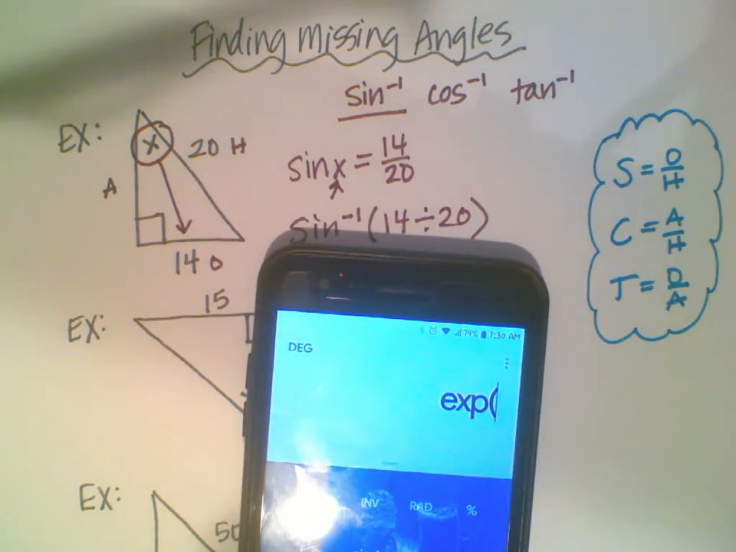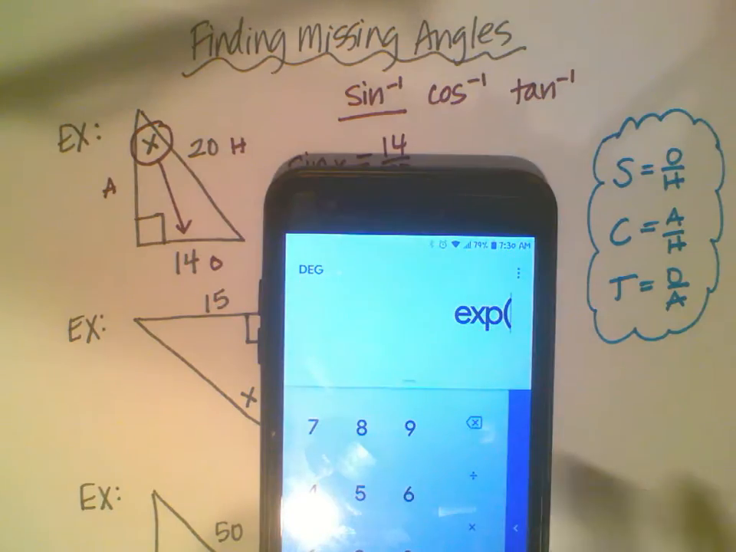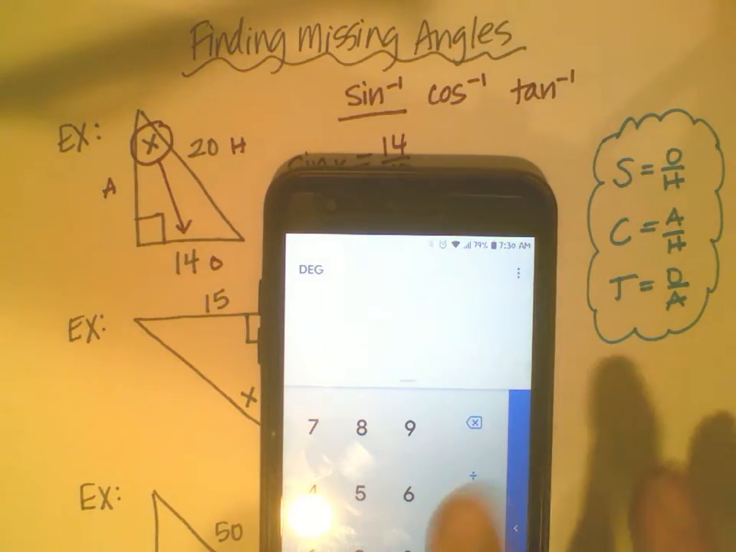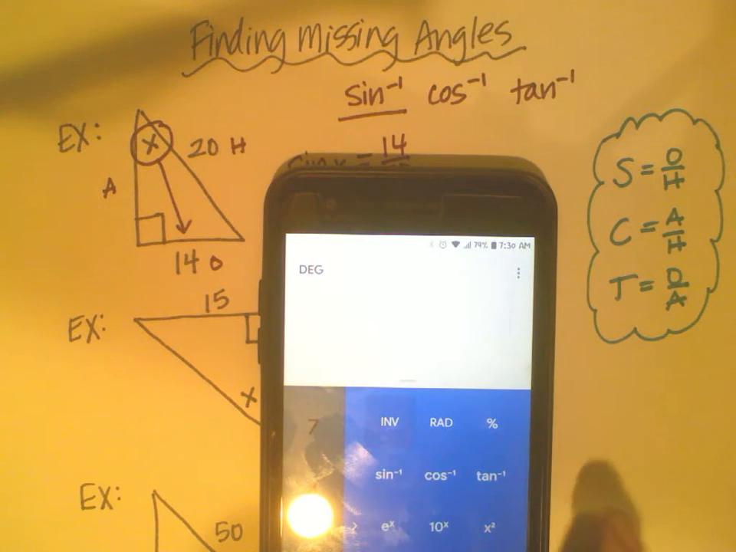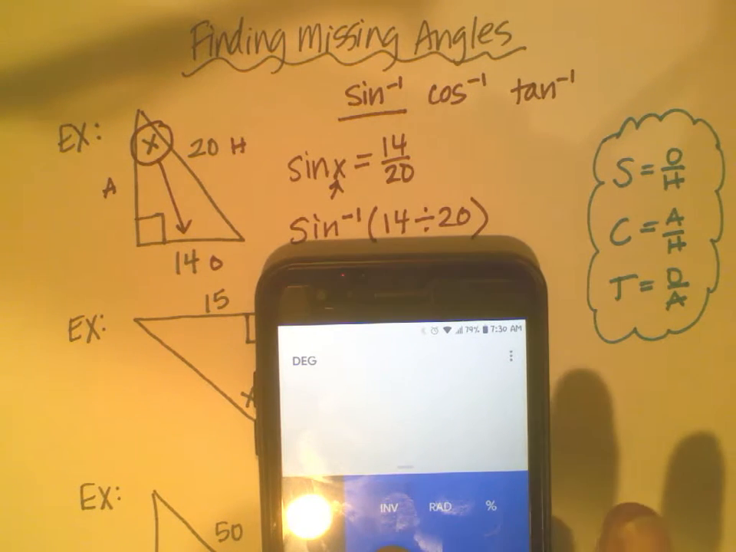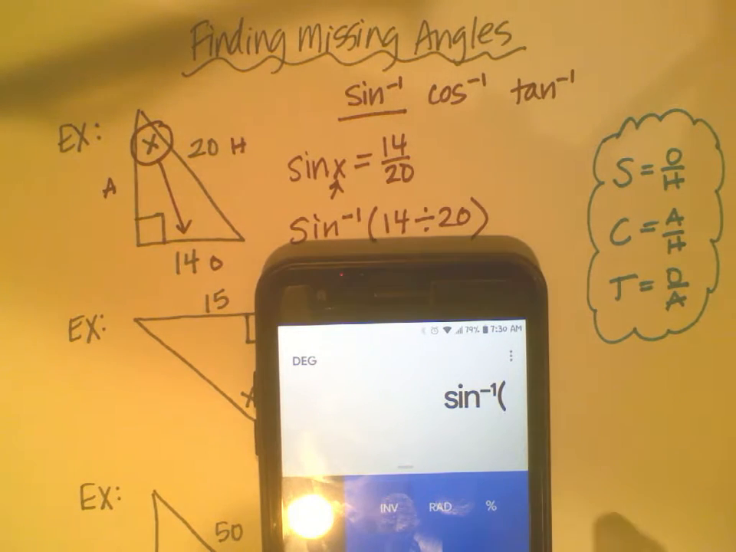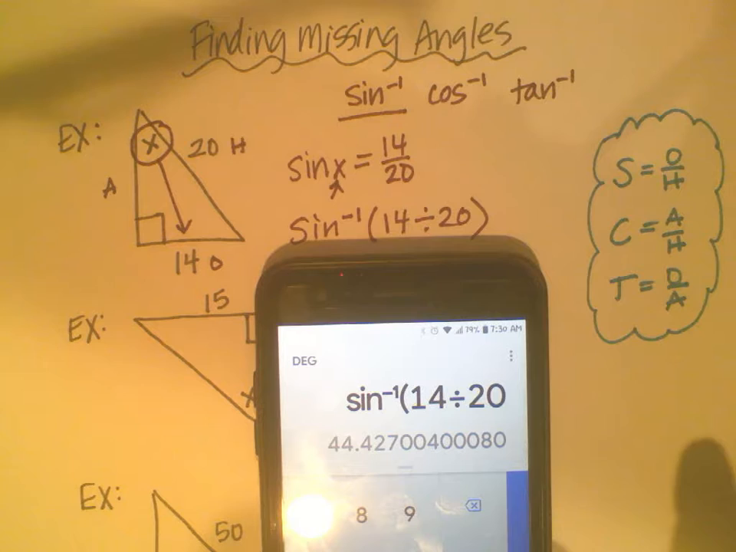Again, I'm just going to use my phone. I've got to clear this off of here. Okay. For me, I had to hit the inverse. I decided that because I had the opposite and the hypotenuse, I would do sine. So sine inverse, and then the opposite side, 14 over, I don't have a fraction key on my calculator, so divide by 20.